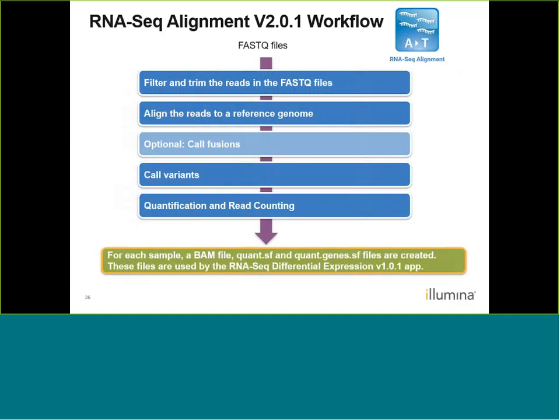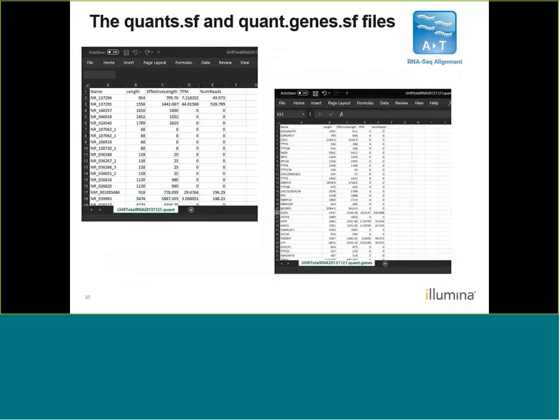Okay, so with that, our final output for the RNA-Seq Alignment app, which is going to be then used in differential expression, is going to be our quants.sf and our quants.genes.sf files. So I have here a preview of what they look like. Over on the left, we have the quants.sf, so that's going to have our transcripts and our TPM values. And over on the right, I have our quants.genes.sf file, so that's going to have our genes, and it's going to have our TPM values for those.